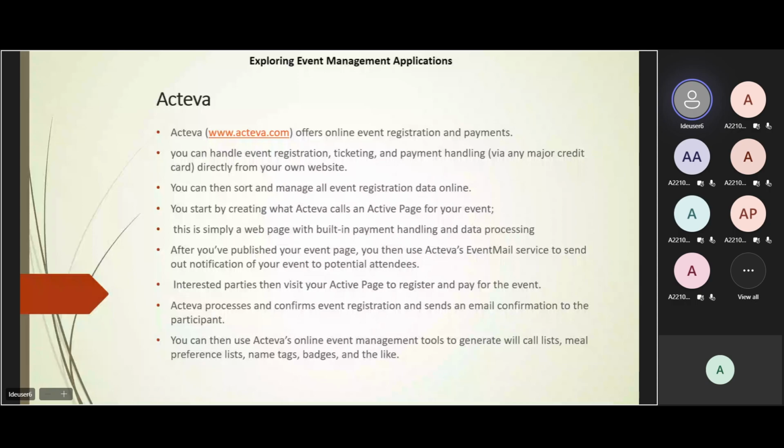The procedure is the same. Send the event information through the mail, provided by Activa's event mail service, and all the mail will be sent to the attendees. Interested attendees will register and give the payment, and afterward they will receive the confirmation mail. And Activa's online event management tools automatically generate the call list. Using that call list you can prepare the name tags, badges, etc.